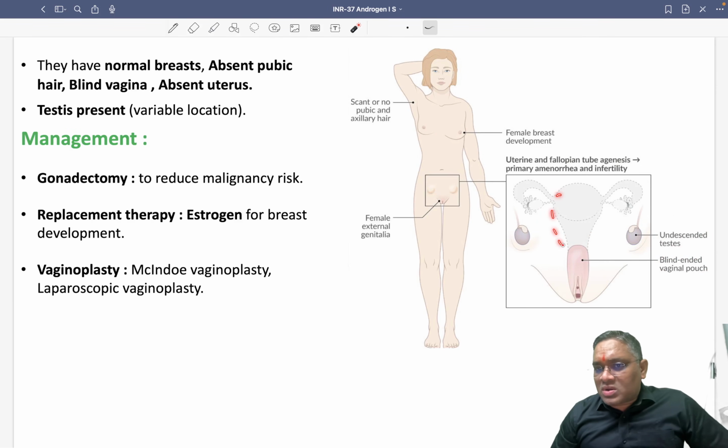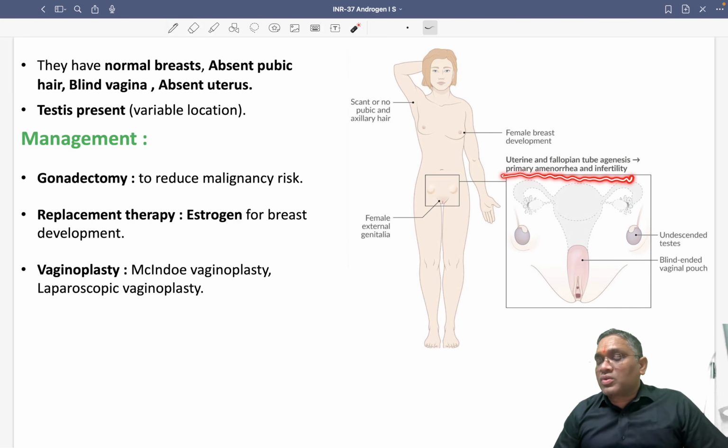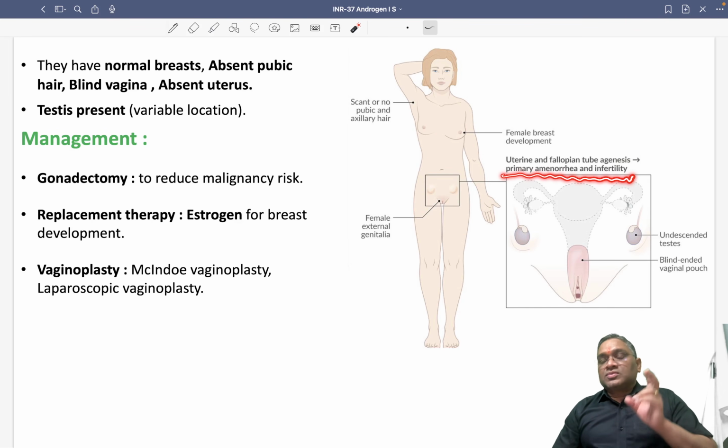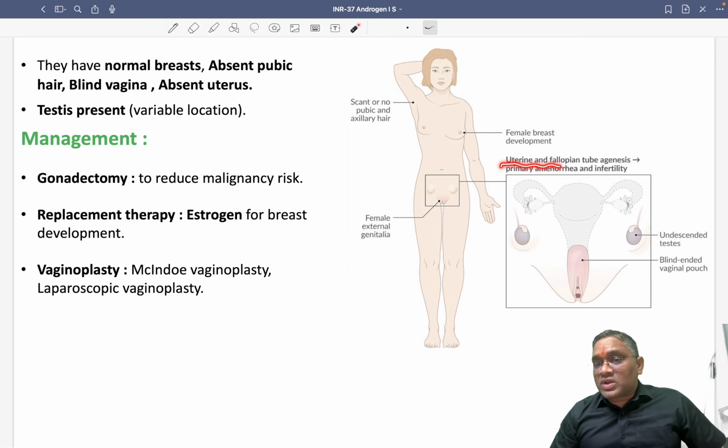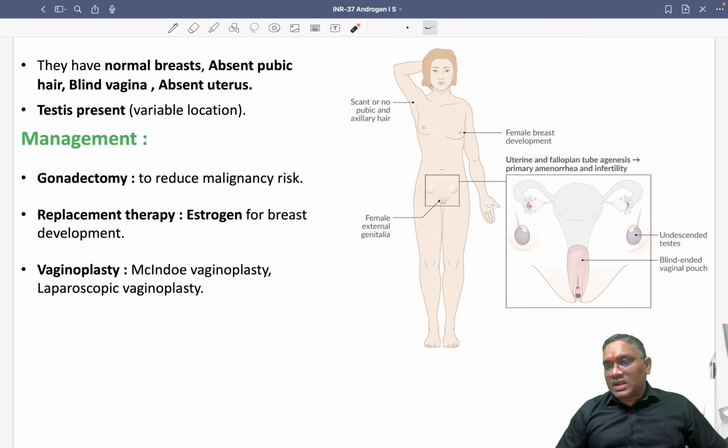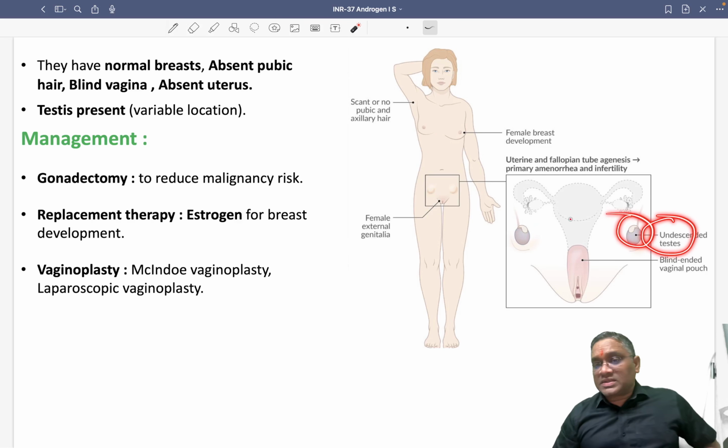And you can see the dotted line, it is showing that uterus and fallopian tube, all these things are not developed. So because of uterine and fallopian tube agenesis, what will happen? This patient will be presenting with primary amenorrhea and infertility, right? You can see uterus is not developed, fallopian tube is not developed, right? So primary amenorrhea and infertility will be there, and even ovary is not there, right? So that is what we have to remember. And testis can be present at a variable location. You can see here undescended testis is there.